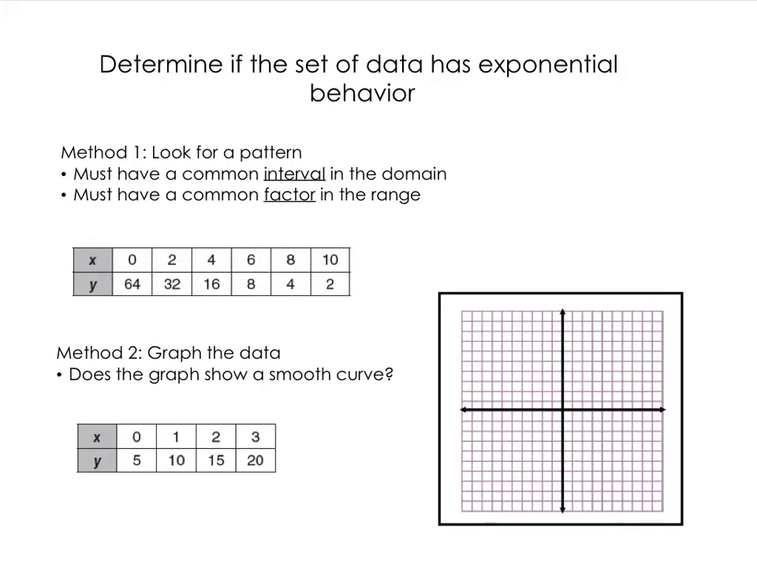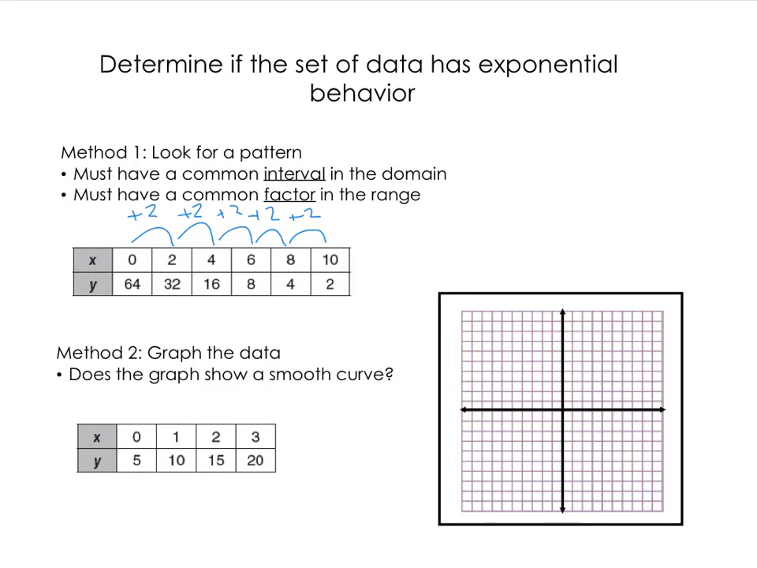So now we're going to determine if a set of data has exponential behavior. We're just going to look at data and see if it would be exponential. The first method we could use is to look for a pattern. When you look for a pattern with exponentials, you must have a common interval in the domain and must have a common factor in the range. So as we look at the x values, between 0 and 2, 2 and 4, 4 and 6, 6 and 8, 8 and 10, there must be a common interval. From 0 to 2, we're adding 2. From 2 to 4, we're adding 2, adding 2. So this is a good sign in that we're adding a common interval every time in the x's.